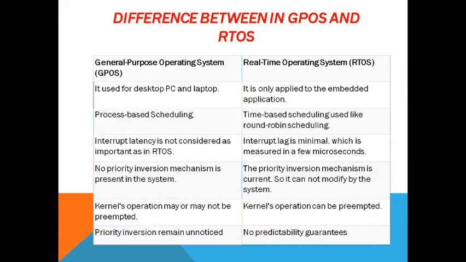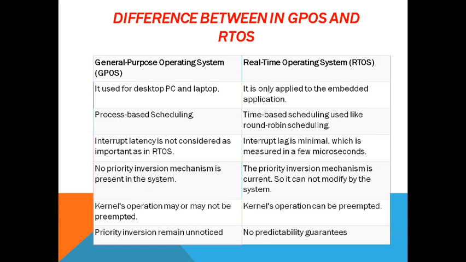Now this is a summary of the difference between a general purpose OS and a real time OS, which is basically developed for embedded systems. We will summarize it by some differences. First is what it is used for. A general purpose operating system is used for desktop PCs and laptops. RTOS is only applied to embedded applications. It is clear now what the difference is between a normal OS and an RTOS.